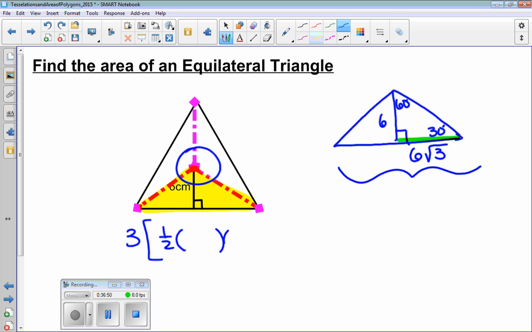1/2 base times the height. The height is 6. What's the base? The whole base. If half of it's 6 radical 3, what's the whole thing? 12 radical 3. Because this would be 6 radical 3 also, wouldn't it? So if I added those together, it's 12 radical 3.